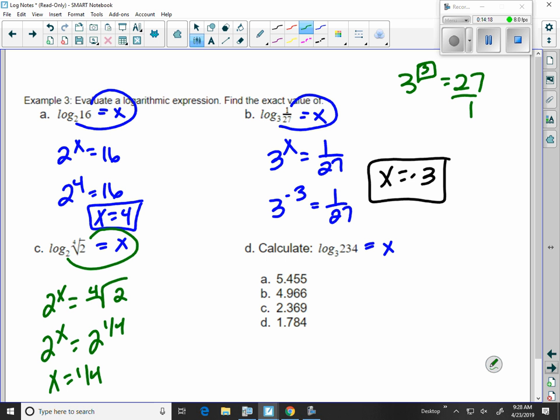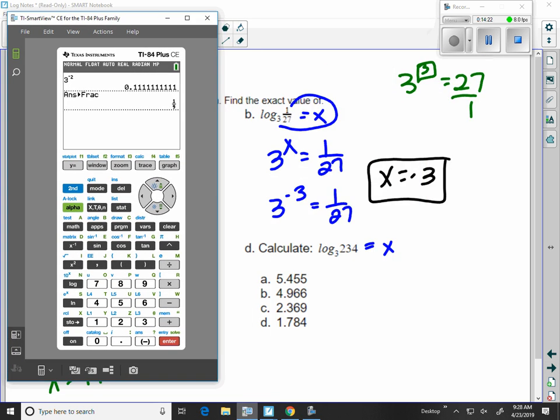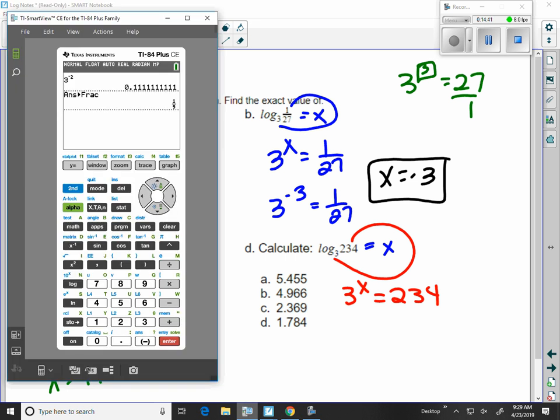Okay, the last one is just a calculator problem. You just have to find which power is going to make this true. So if we rewrite this, it would be 3 to the x equals 234. So we need to figure out what power of x on 3 will give us 234. So we'll do 3 to the first one, 5.455.